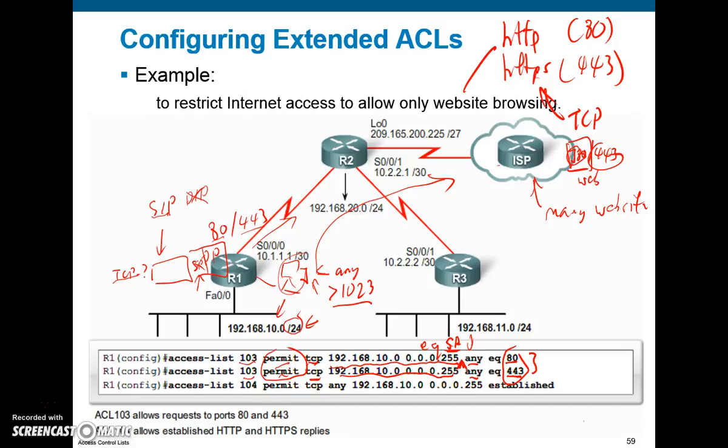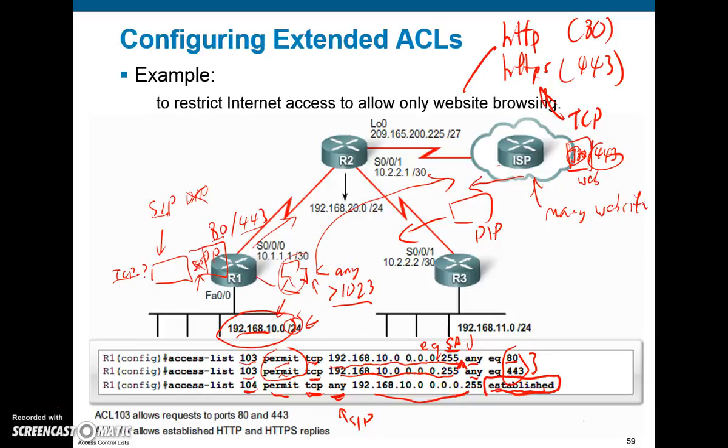Okay, next is this 104. I created another access list 104 and it's for established. The keyword here is established. What does this mean? Let's look at it. I'm going to permit again a TCP packet coming from any IP address. So anyone from the internet can come back. Let's say the packet is returning, so the destination IP address is going back to the 192.168 network. As long as it's an established connection, I will allow the packet to pass through.